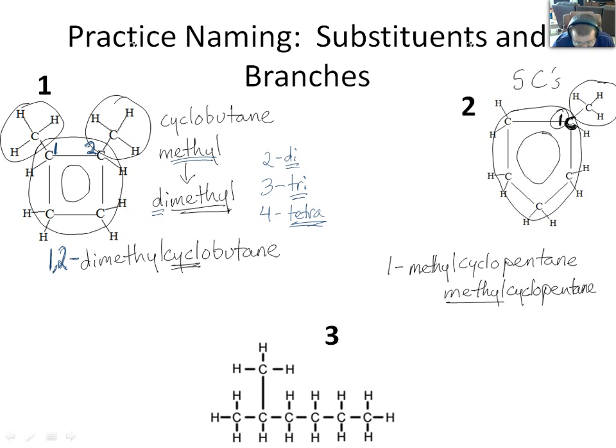Now, let's hit up number 3. Pause the video and see if you can circle the parent chain, the longest uninterrupted number of carbons that you can circle with your pen.